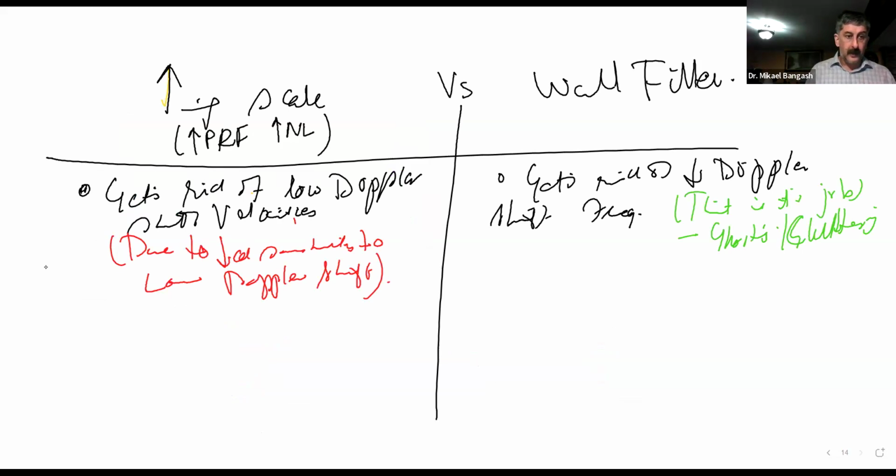So what was it that the increase in the scale did? Well, it also gets rid of aliasing. Or if it doesn't get rid of it, at least minimizes it. Did you guys get that?